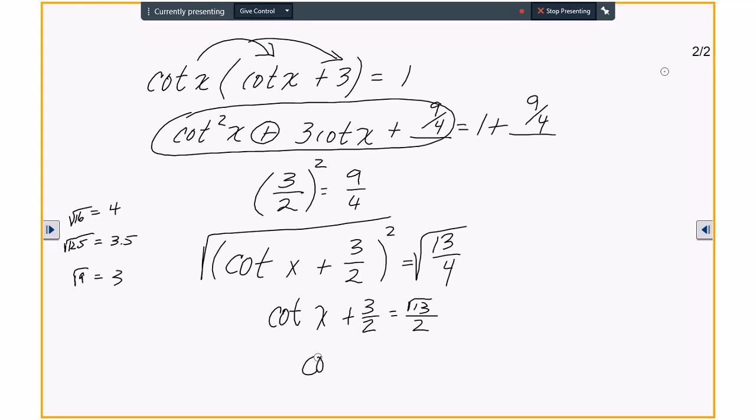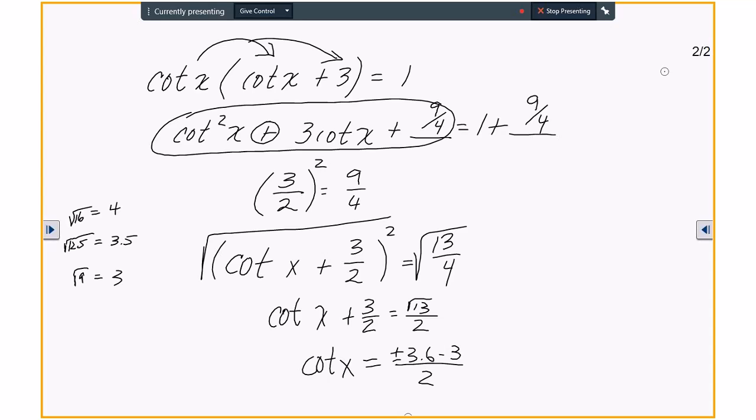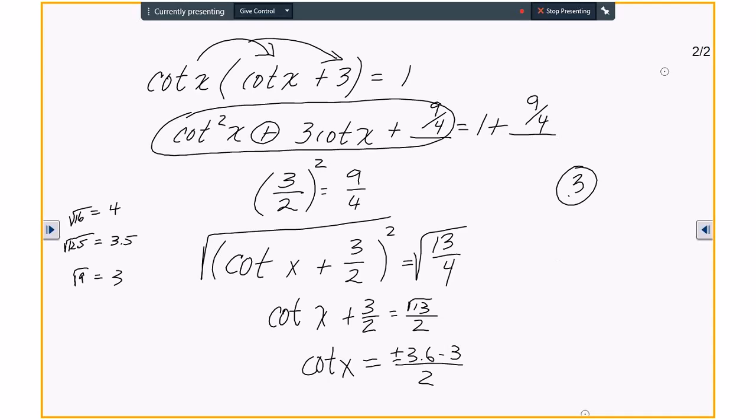So cotangent of x is equal to positive or negative 3.6 minus 3 over 2. Now what's $3.60 minus $3? 60 cents, Hubert. Divide that by 2, you get 30 cents. Yes. What did the 3 halves come from? Square root of 9/4. Take square root of the first term, square root of the third term. And it comes from here too. You can just use that if you want to.